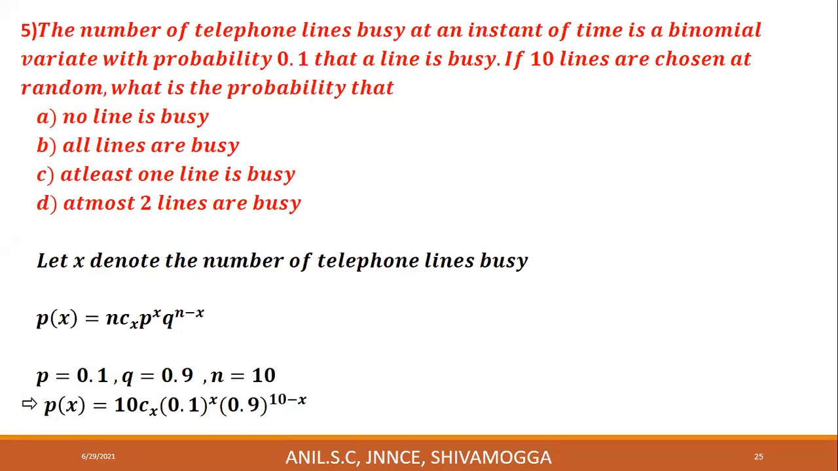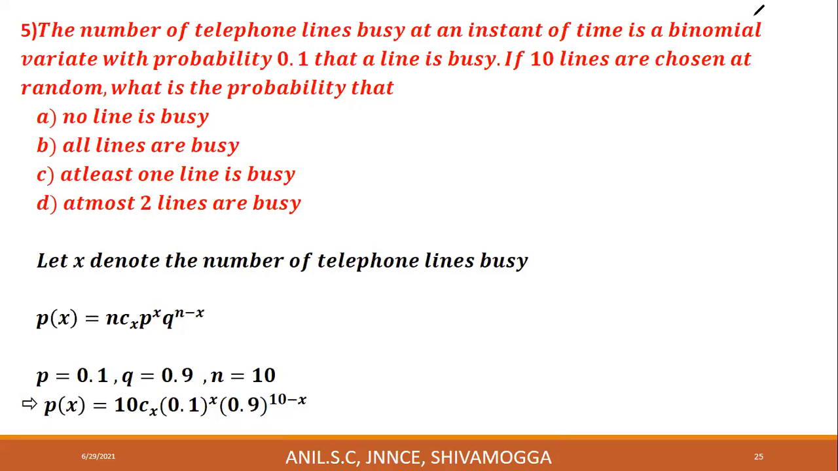The number of telephone lines busy at an instant of time is a binomial variate with probability 0.1 that a line is busy. And 10 lines are chosen at random. What is the probability that no line is busy? All lines are busy. At least one line is busy. At most 2 lines are busy. This is the problem. First, let's write the probability function connected with this data.